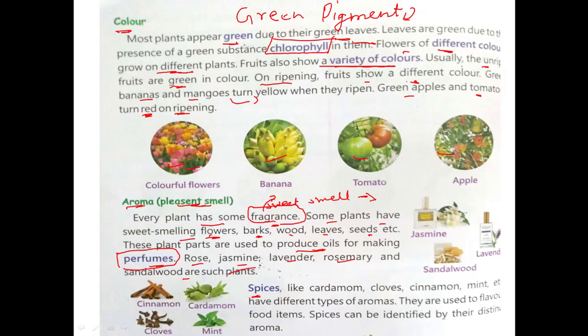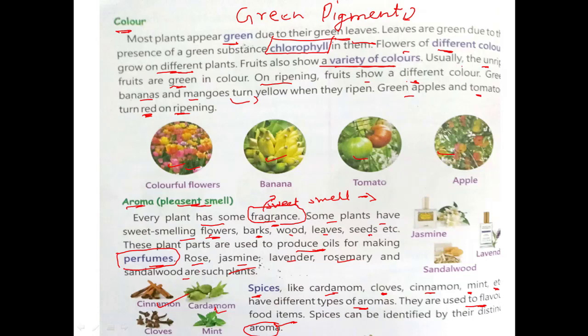Next is spices. Spices like cardamom, elaichi, clove, long, cinnamon, dalchini, and mint. Mint means pudina. These are examples of some spices. They also have different aromas, and they are used to give flavor to our food items. Different food items contain different spices, and they have different fragrances or aromas. Spices can be identified by their distinct aroma. This aroma helps to identify the type or the name of the spice.